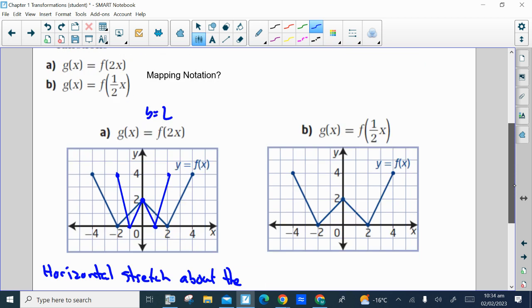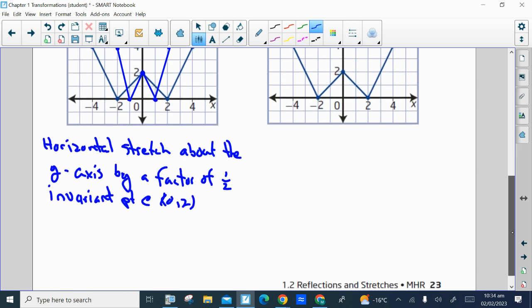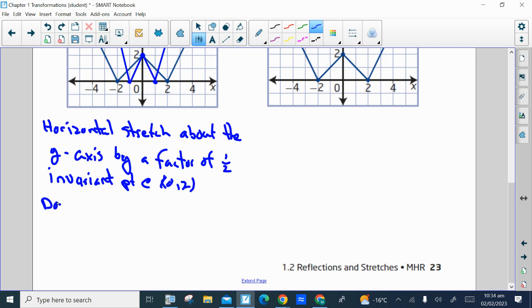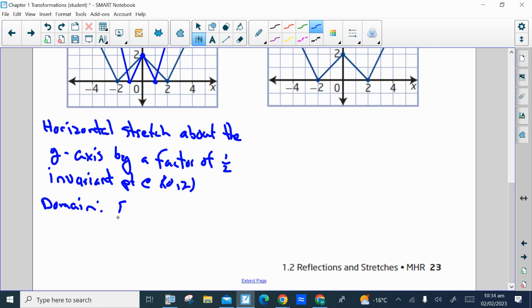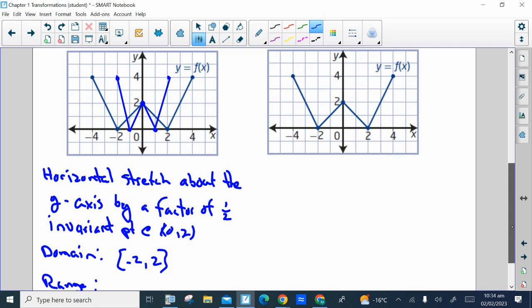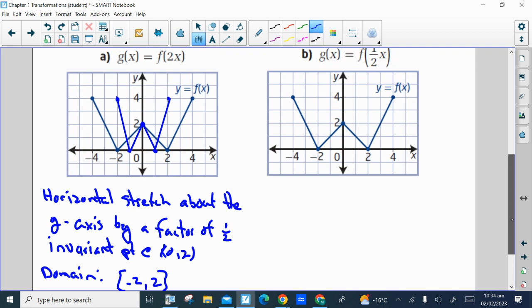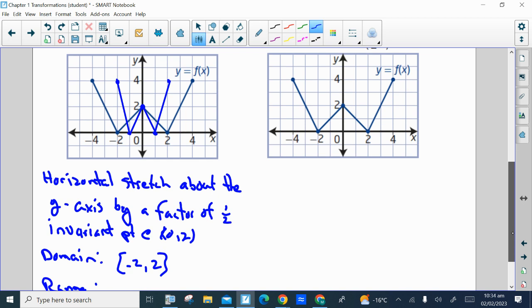And then all we have left to do are domain and range and mapping notation. So in this case, our domain did change because we horizontally stretched. We're going from -2 to +2 on the x-axis. So if I use interval notation, square brackets because those values are included. Also smallest number on the left, largest number on the right. Our range did not change. Both graphs have a minimum value of 0 and a maximum value of 4.